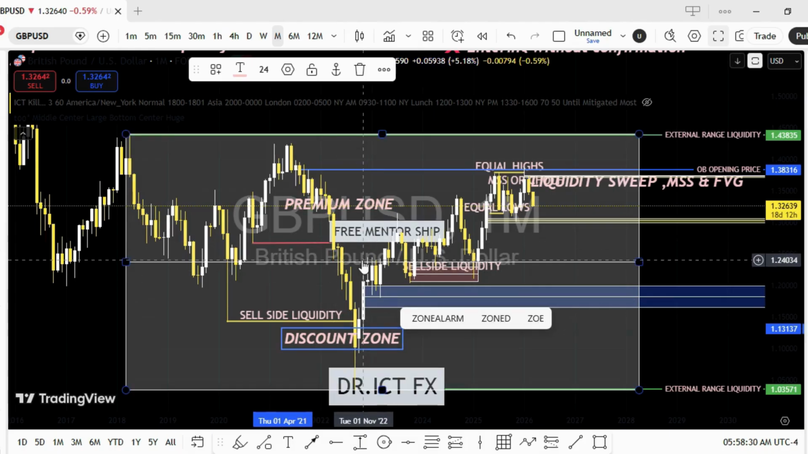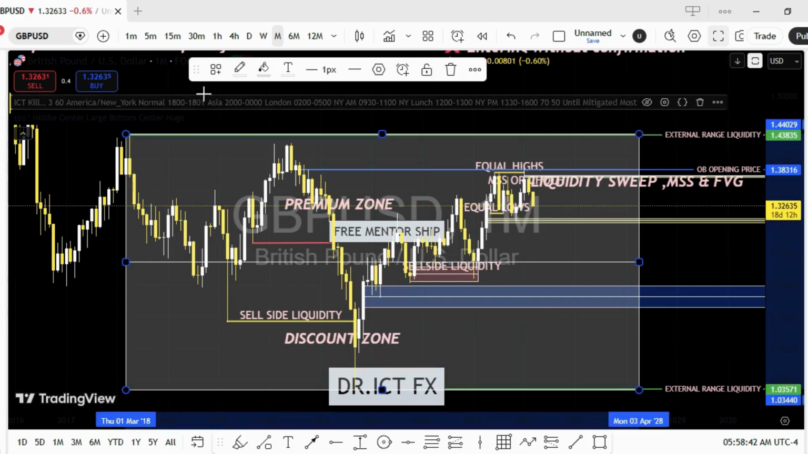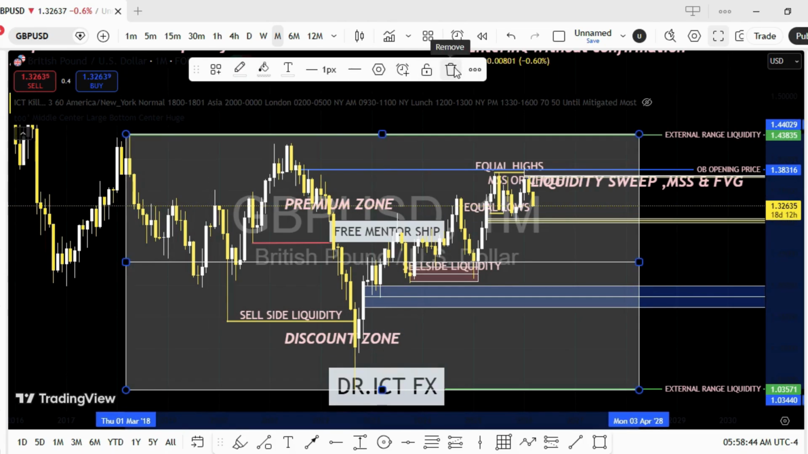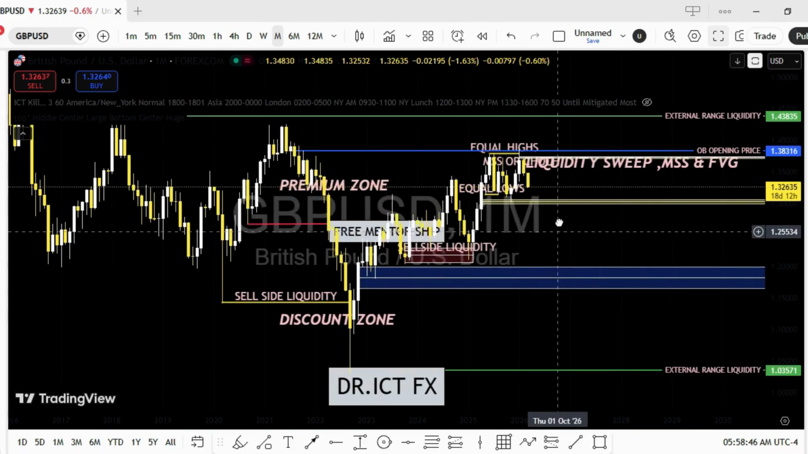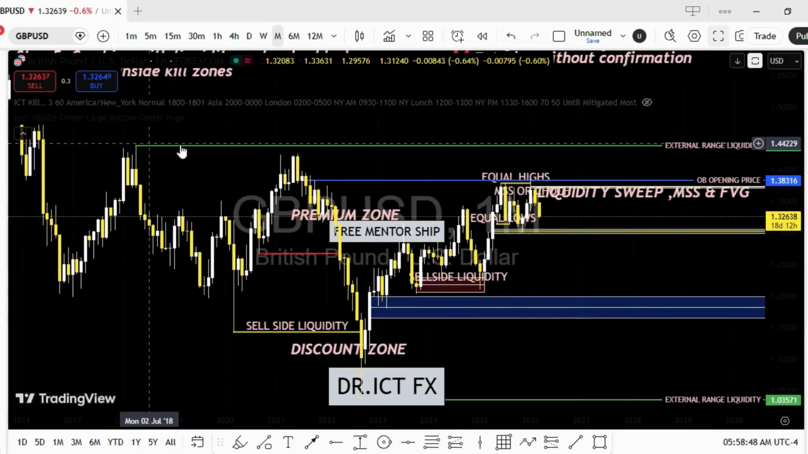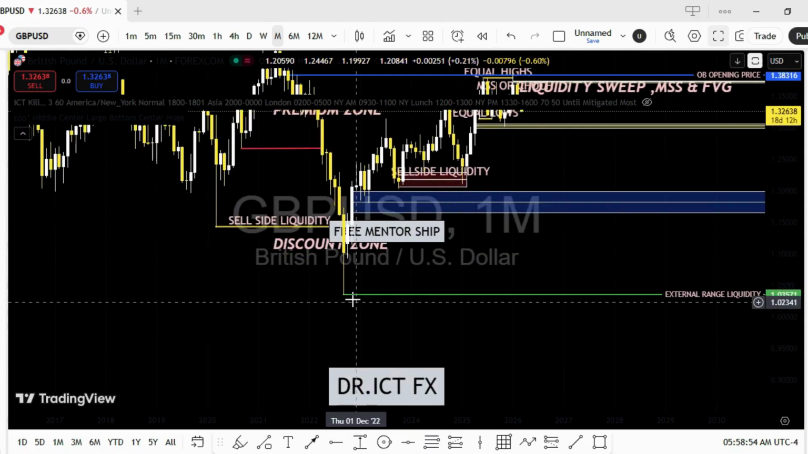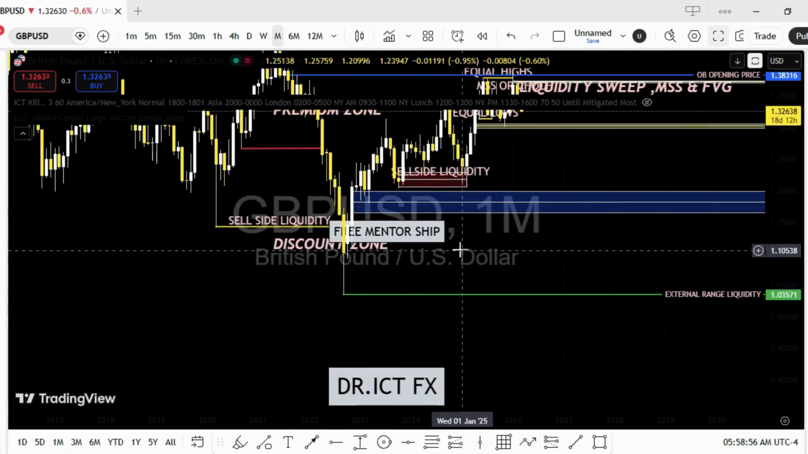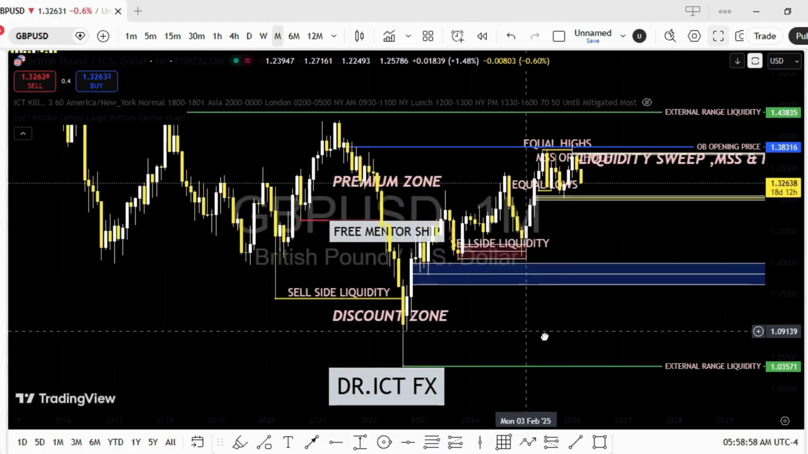So above this equilibrium price point is what we call the premium. Below this equilibrium price point is what we call the discount zone. So after you knowing the two zones, what normally takes place? The first thing I told you is you have to mark these external liquidity price points, what we call the external range high and also the external range low, and they are also called liquidity points.